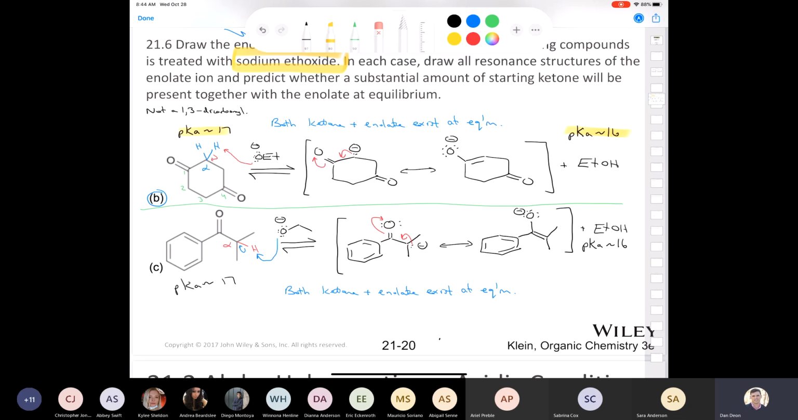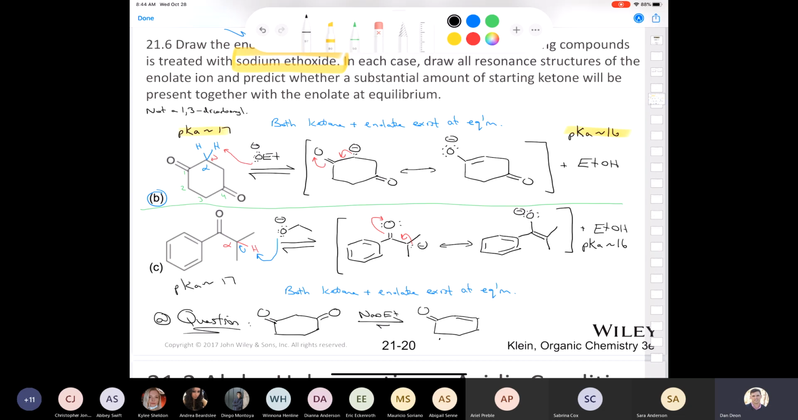If you want to look at an example where both are not going to exist, you'd have to move on to question A. So look at question A, and I ask you to take a look at that one. I think it's one of the questions that I've assigned. And that one, I'll just show you quickly. It's where you start with a 1,3 dicarbonyl. If you treat that with sodium ethoxide, and I'm kind of going over it quickly here, the equilibrium is going to lie hard to this side.